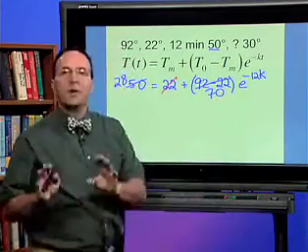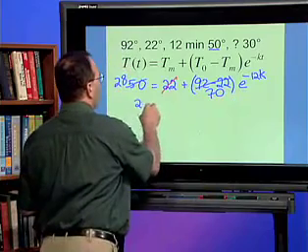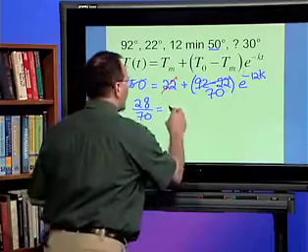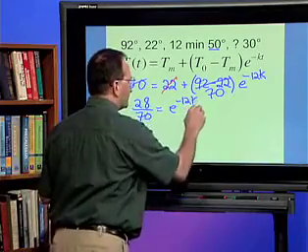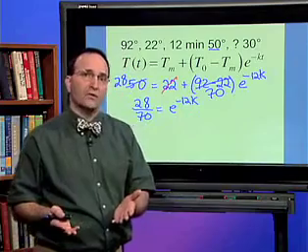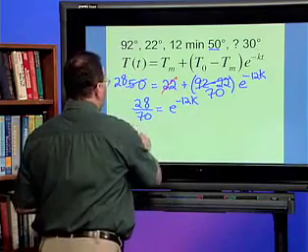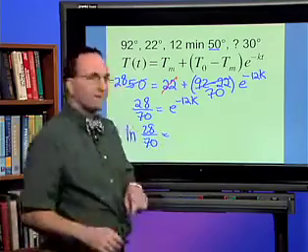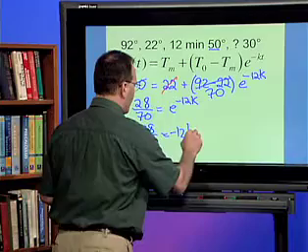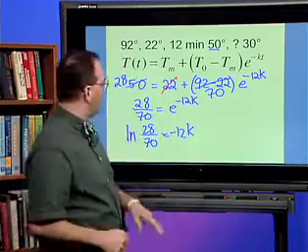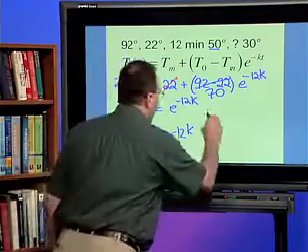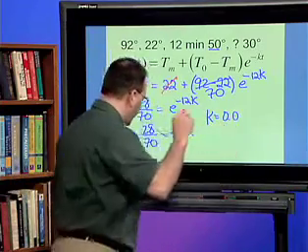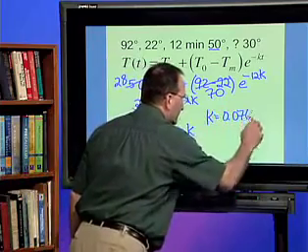So we will divide both sides by 70, and what I have is 28 divided by 70 equals e to the negative 12k. I need to take the natural log of both sides. That would give me the natural log of 28 over 70 equals negative 12k. I divide both sides by negative 12, and I find that my k value is equal to 0.076636.